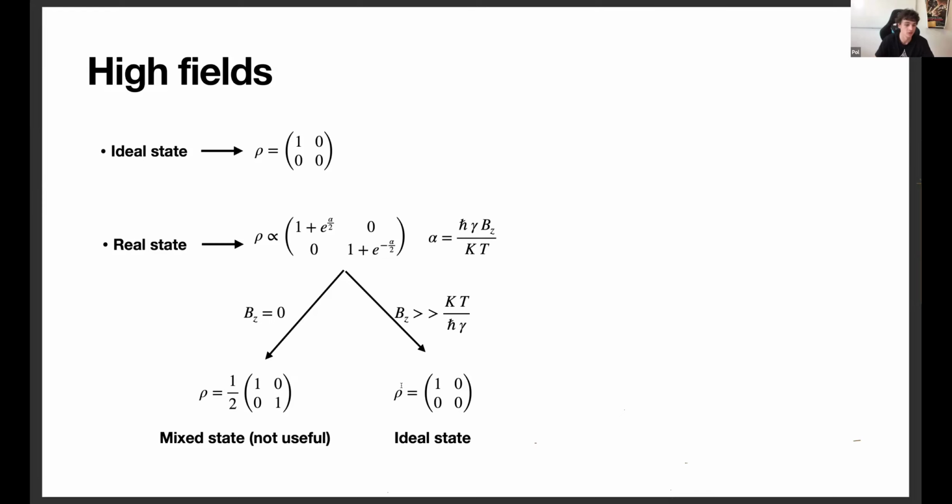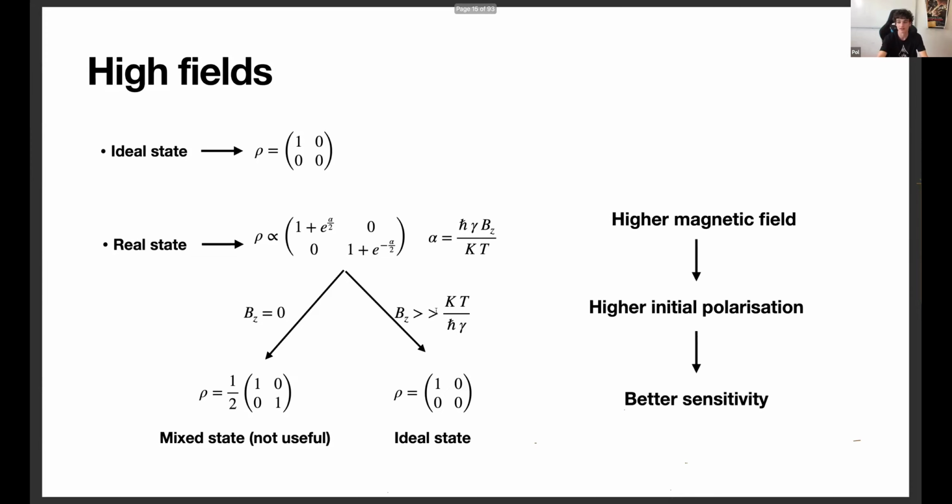While in the middle between the mixed state and the ideal state, the information is quite in the middle point. So not all the information is useful. So that is why in both cases, both NV and standard NMR, we are interested in applying a magnetic field as high as possible. All of this, as I said before, higher magnetic field implies higher initial polarization of your sample. So in the end, it will lead to better sensitivities or better signal to noise ratio.